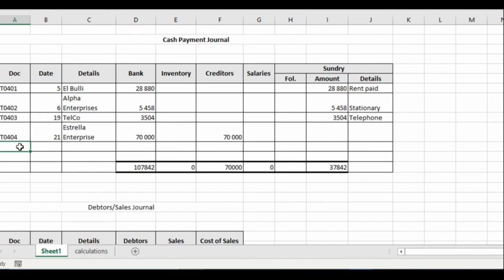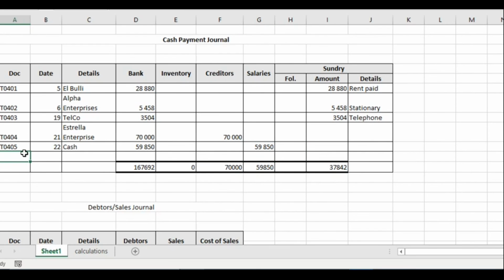So with day 22, we're going to start off with our doc number, and our date is the 22nd, and our details here will be cash, because we're paying cash. So our employees, and then the amount is 59,850. Salaries 59,850. There we go.